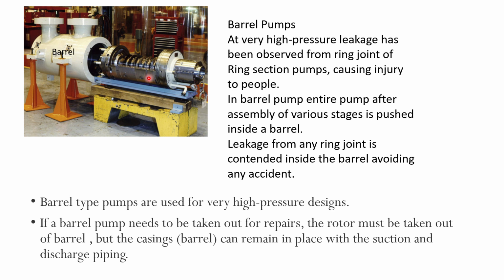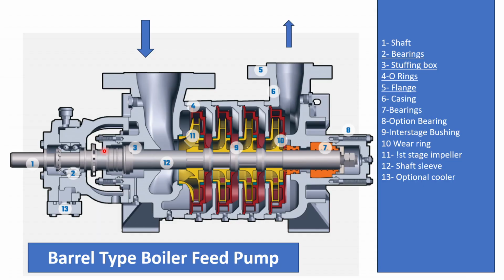So, for very high pressure pumps, the ring section pump is first assembled outside and then after assembling, it is pushed inside this barrel. So, if there is any leakage from these joints, this leakage will be contained inside the barrel and there is a drain provided. If there is any leakage, liquid will come out from the drain and then we come to know and then the repairs can be taken. These pumps are used for very, very high pressures and so many times in atomic power stations also.